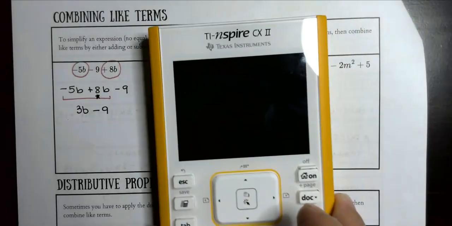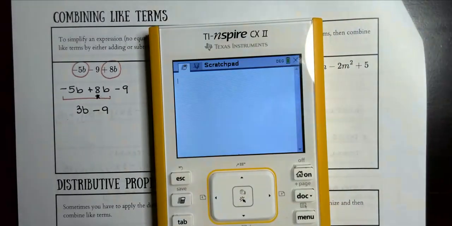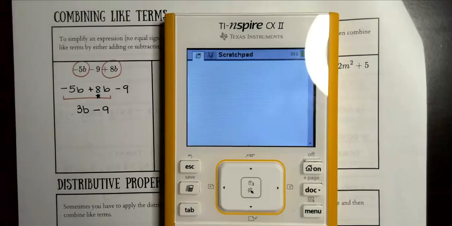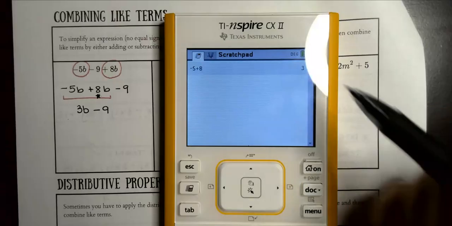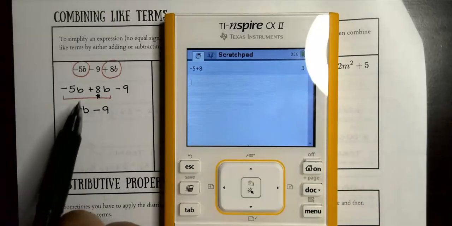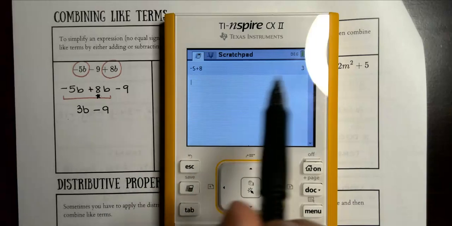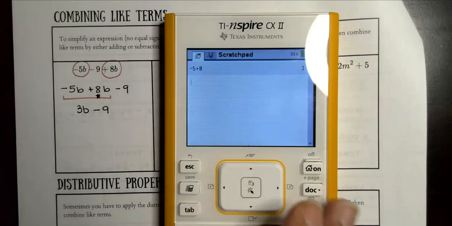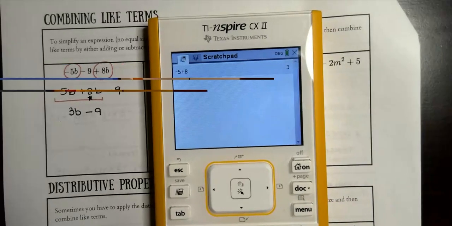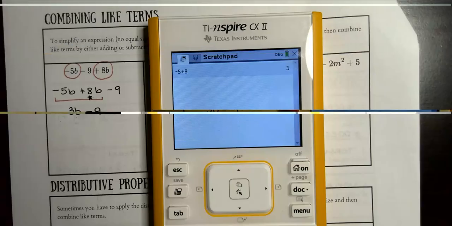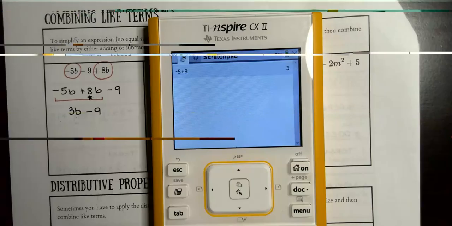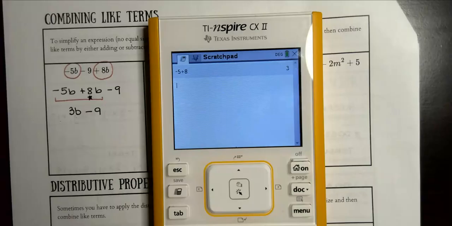I also want to point out that you do have calculators, and even though I said I don't want you to depend on your calculators, once you do the math, you can say negative 5 plus 8, and notice that it does give you a positive 3. Now, your calculator won't do negative 5b plus 8b. You have to remember that when you combine those, your answer has to have the b. Like I said, I don't need you to become dependent on your calculator, but I hope that you do use it to check your work. With that being said, let's go ahead and move on to the next one.